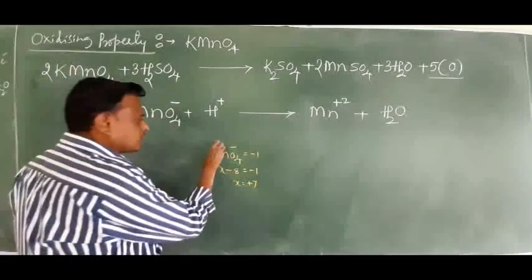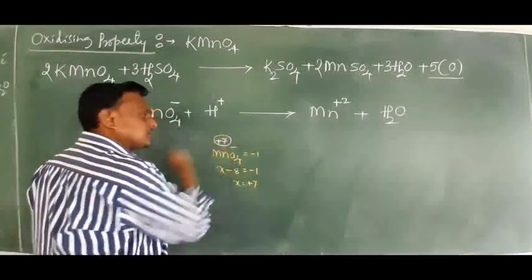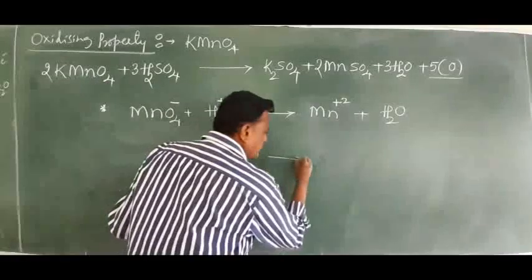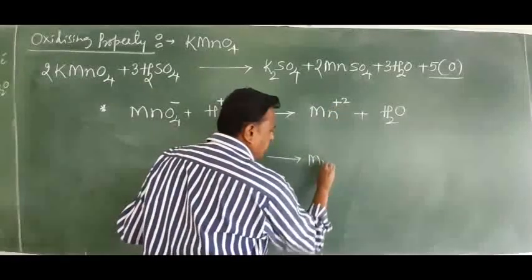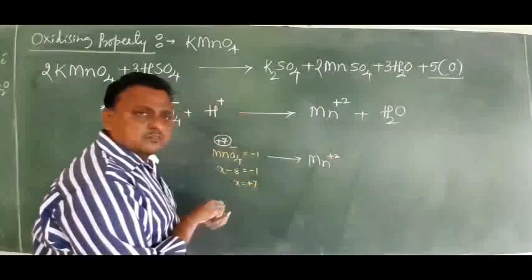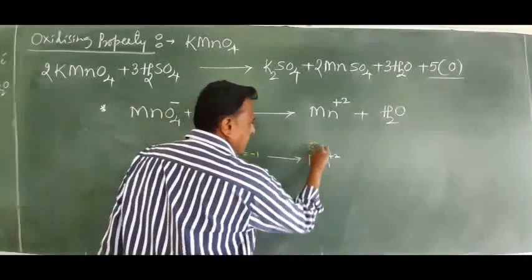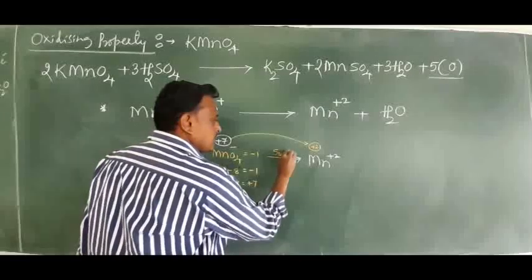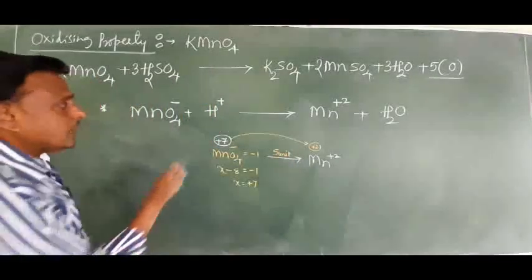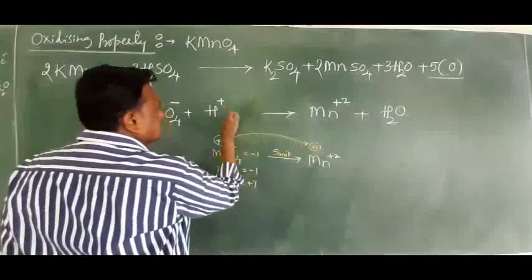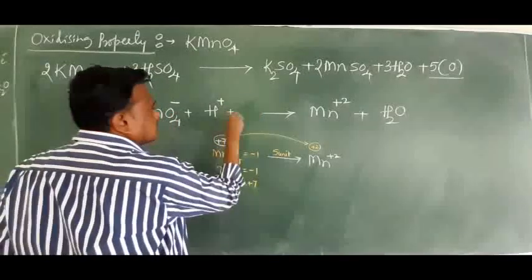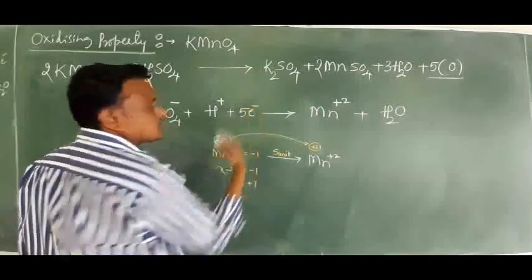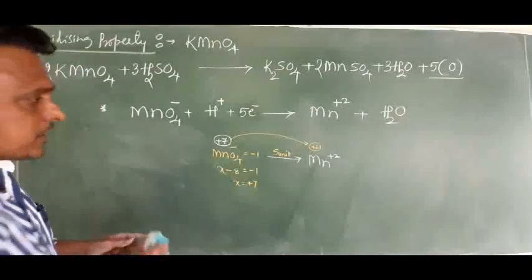The oxidation state of manganese is plus 7 here. It changes to manganese plus 2, so the change is 5 units. It means a change of 5 electrons. Yes, here it requires 5 electrons for its oxidizing property. Yes, this is very simple.